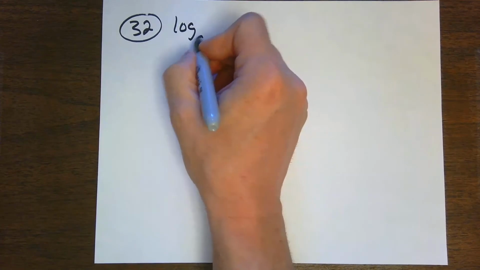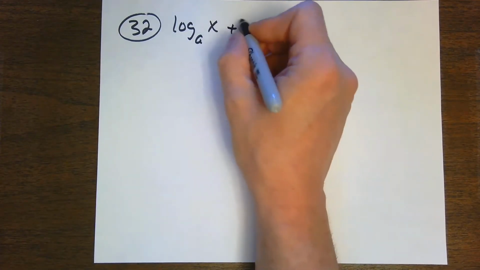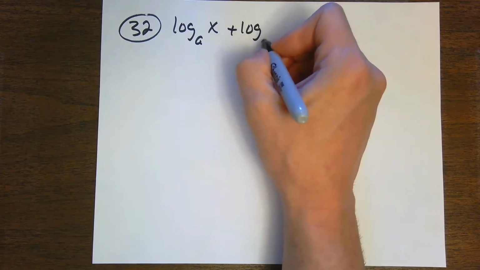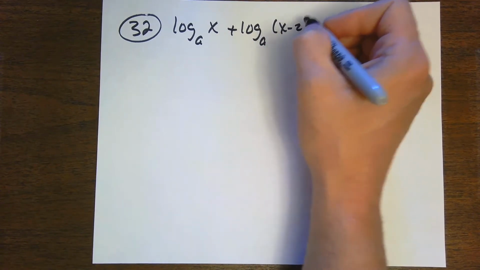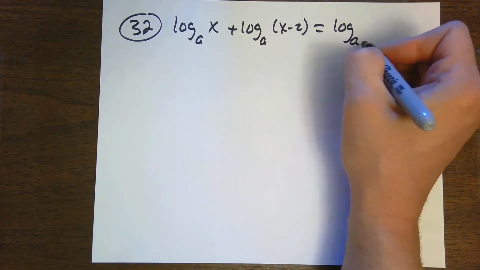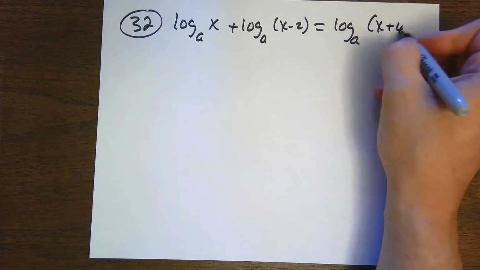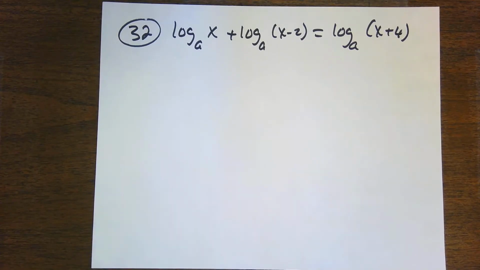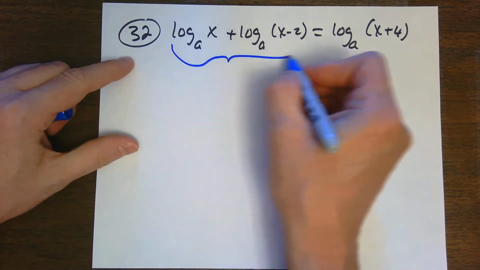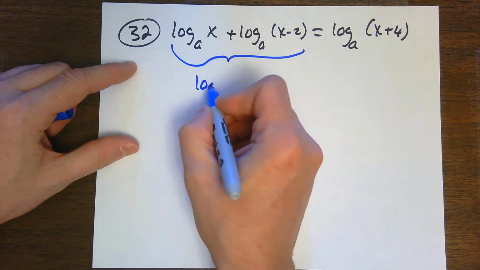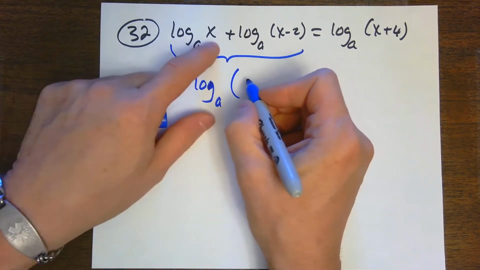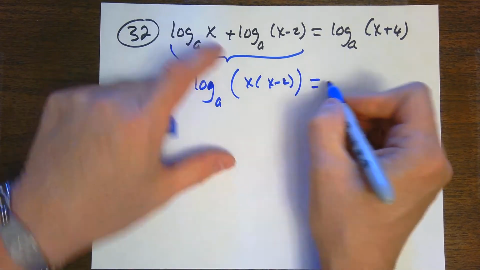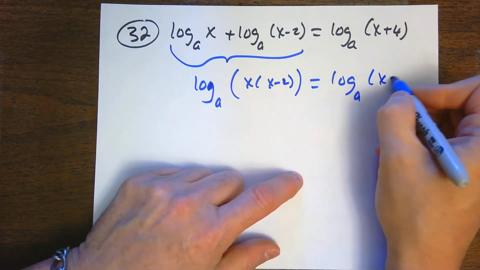It says log base a of x plus log base a of x minus 2 is equal to log base a of x plus 4. And one of the things that makes this one kind of weird is that whole base a thing going on there. Well, I don't know what the base is. Can I really solve this if I don't know what the base is? And the answer is yes. I notice that I can combine these two logs here, and I would get log base a of x times x minus 2 equals log base a of x plus 4.